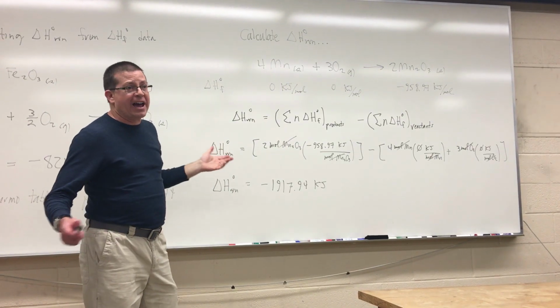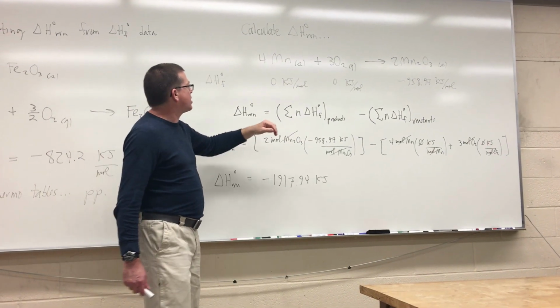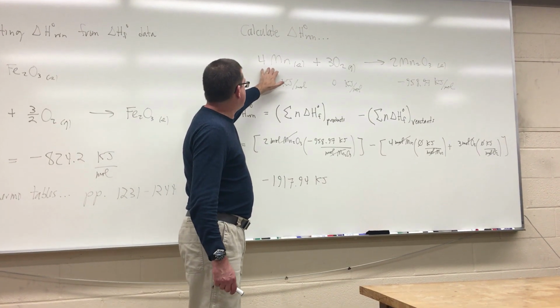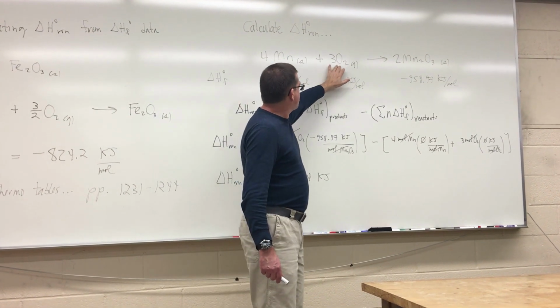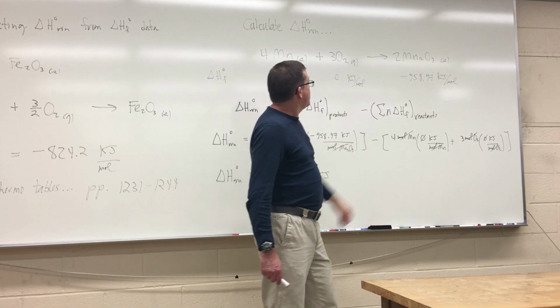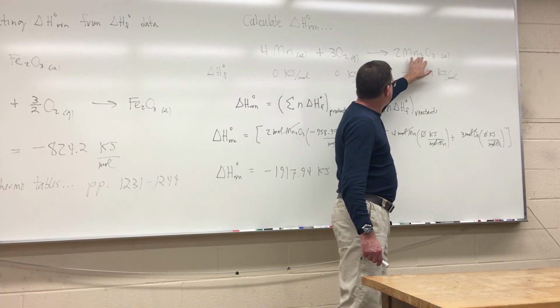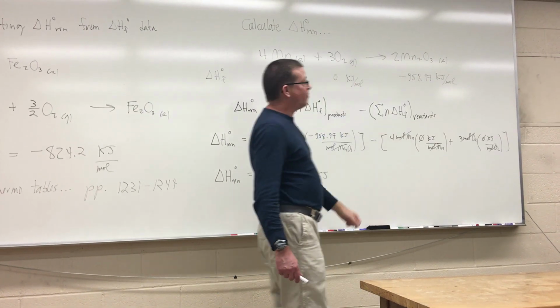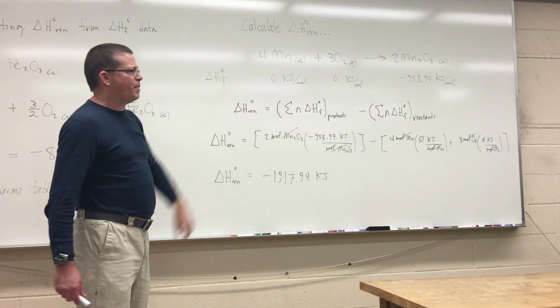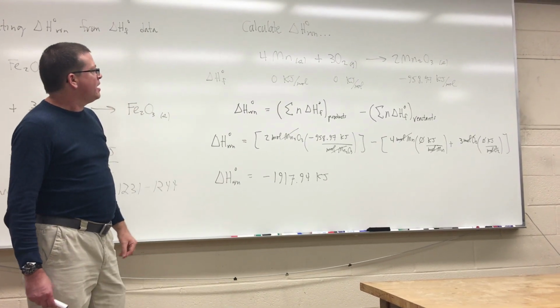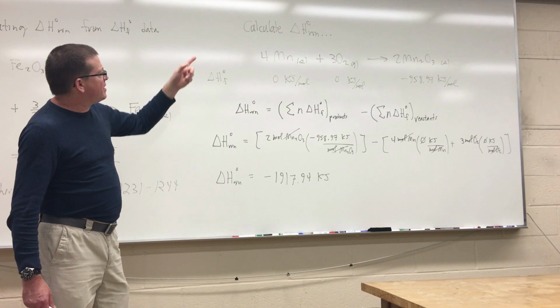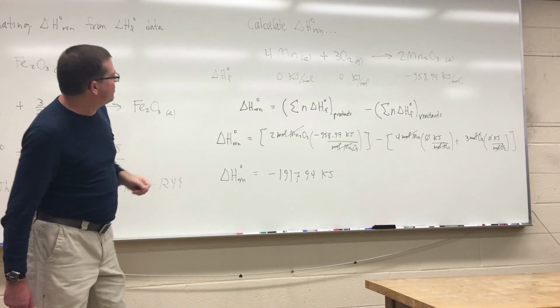Let's just pick a reaction. Here's a reaction that we can look at. We can have 4 manganese getting together with 3 oxygens, O2s here, to make 2 of these manganese oxides that we have. That's one form of manganese oxide that we can have. That one looks like it's going to be manganese 3 oxide, I believe.